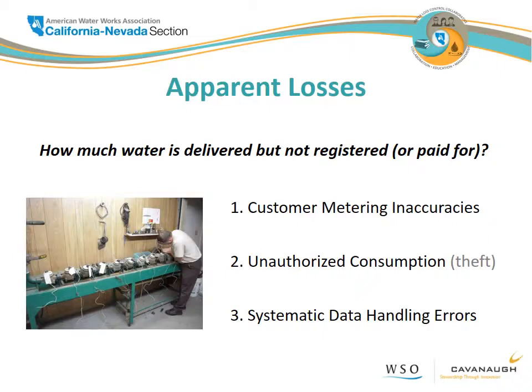A similar thing happens in a much more obvious way for theft or unauthorized consumption. A customer is intentionally using water without paying for it, so we don't generate revenue. And lastly, there are systemic data handling errors. These are issues of billing processing or introduction of error from the meter read to a bill generation that loses track of some volume such that we aren't paid for it.